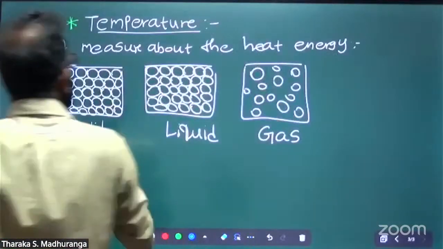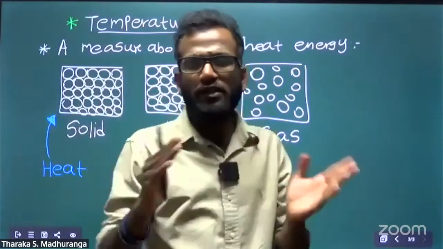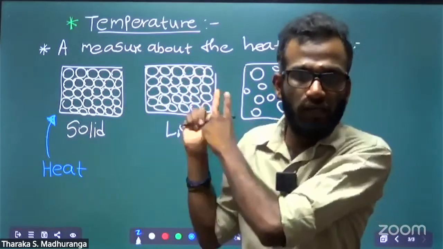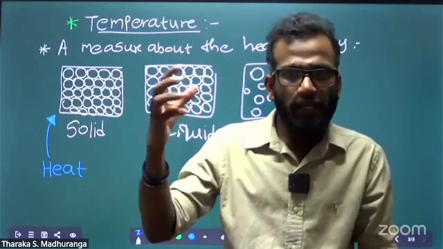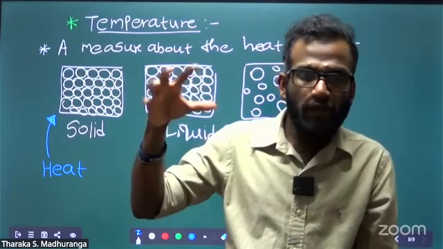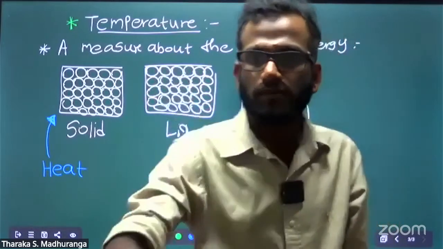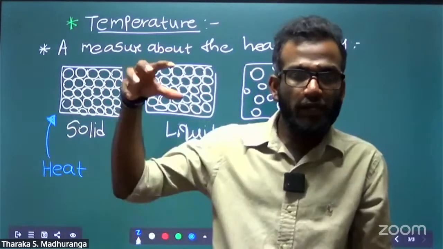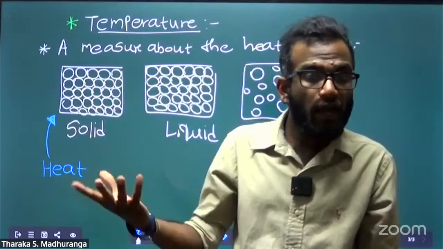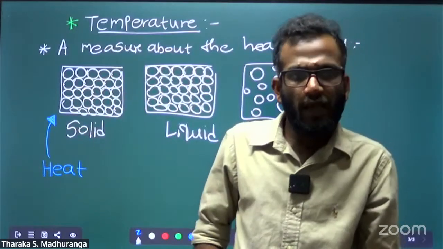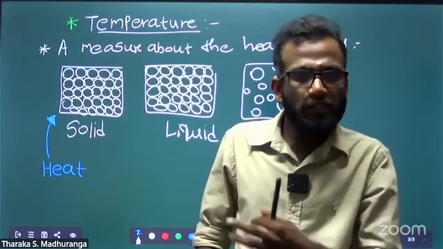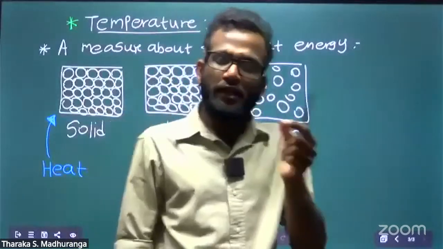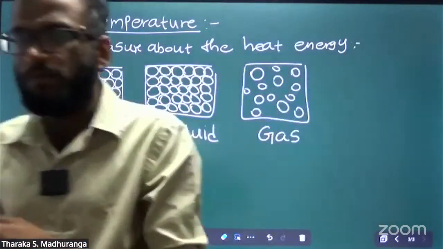Okay, temperature and heat are two different things that you need to understand first. Heat is the energy type, the temperature is the measure about the heat energy. When we increase the heat energy of any object, it takes more energy. When it takes more energy, its kinetic energy increases. The kinetic energy increasing means the temperature increases. When we increase the heat energy, its kinetic energy increases. Therefore, the temperature of the object is increasing.